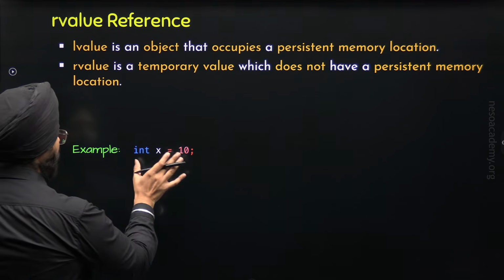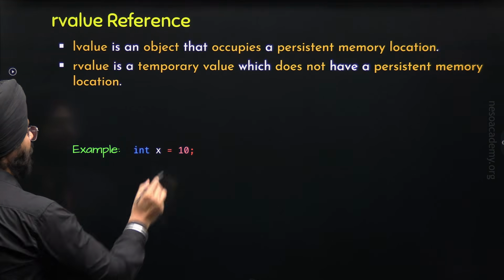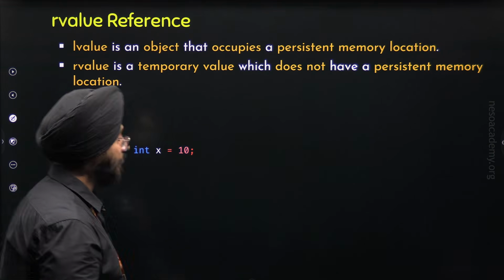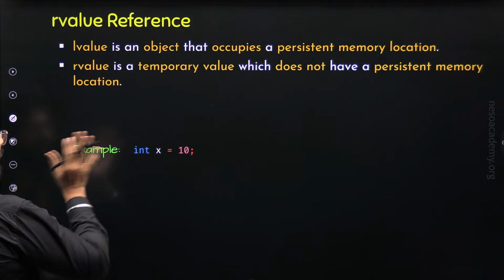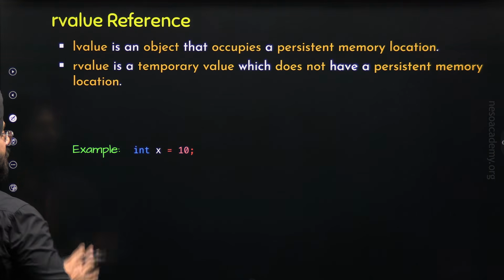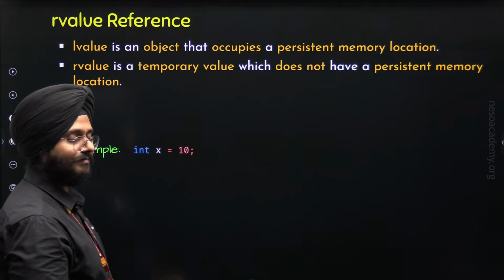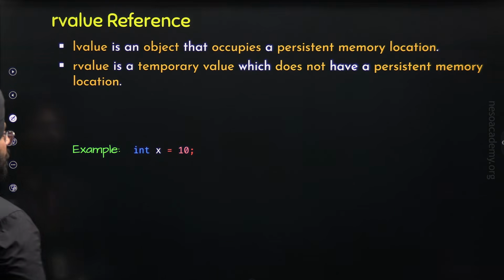Also, when this line completes its execution, memory associated with this value will be deallocated, because the purpose of this value is to be stored in this variable x. Once this job is done, memory associated with 10 will be deallocated. I hope this is clear to you. Let's take one more example.